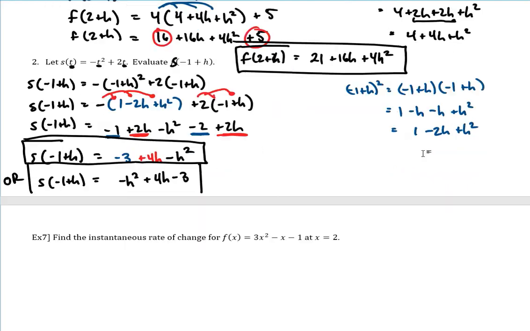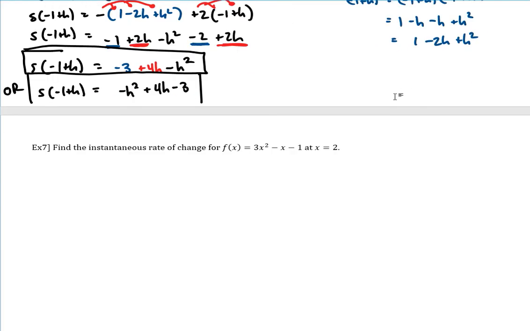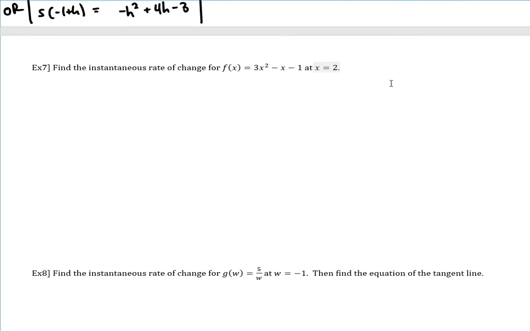All right, so let's see how we do an actual instantaneous rate of change problem. So I've got 2 here. We'll break them both down. All right, so to find the instantaneous rate of change, well, first thing, just like the average rate of change, is to write down the formula. So the instantaneous rate of change is your limit as h goes to 0 of f of x plus h minus f of x over h.